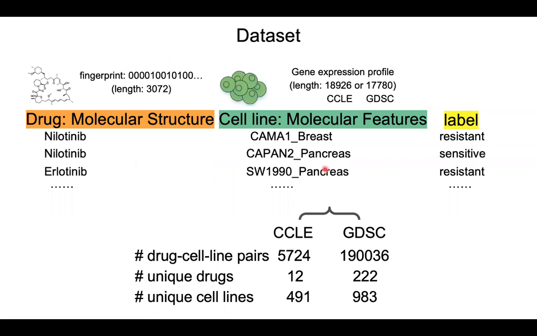Two different data sets are used in this study, CCLE and GDSC. Here I show an example of the format of the data set. For each sample, you're given one specific drug, one specific cell line, and the response. Basically, one sample is one drug cell line pair. CCLE has over 5,000 of these kinds of pairs, and GDSC has around 200,000 pairs. They also have different numbers of unique drugs and cell lines.